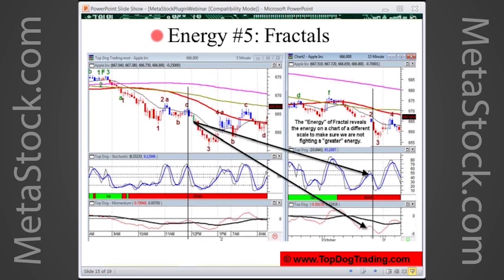And then finally, the 5th energy is what I call the fractal energy. Again, just a fancy name for the next higher time frame. So here we have a 5-minute chart on the left, and we're looking for a setup here. And then we have a 15-minute chart, and we're just looking for confirmation over here.